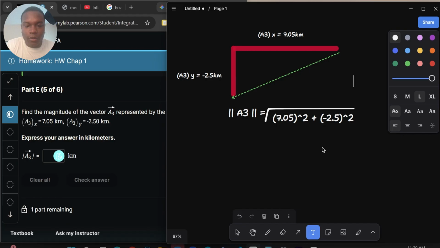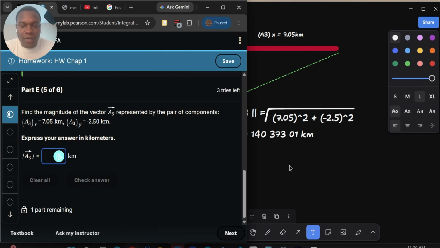Do 7.05 squared plus 2.5 squared. You can put the negative if you want, but it's going to end up being positive anyway. And that gives you 7.48014037301 kilometers, and we're going to round it to 7.5.